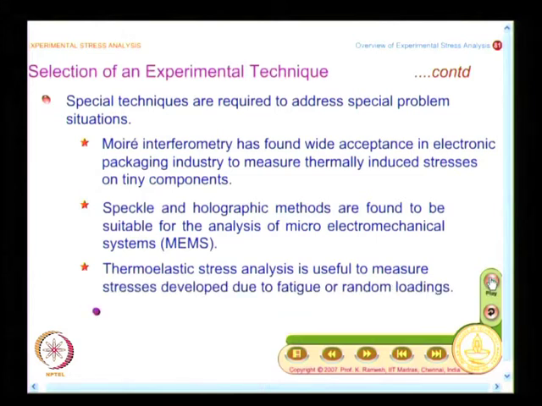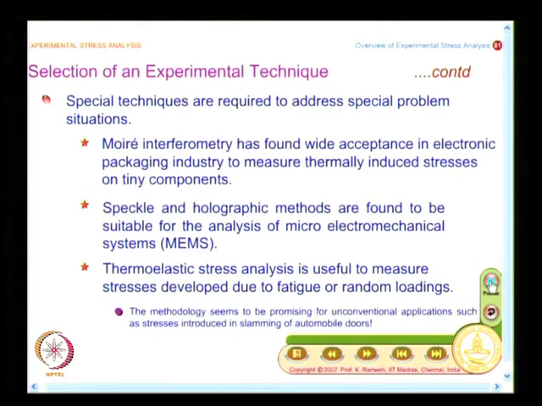Then you have the method of thermoelastic stress analysis, and this is useful to measure stresses developed due to fatigue or random loadings, and that is a very special application people have applied using thermoelastic stress analysis. The methodology seems to be promising for unconventional applications such as stresses induced in slamming of automobile doors.